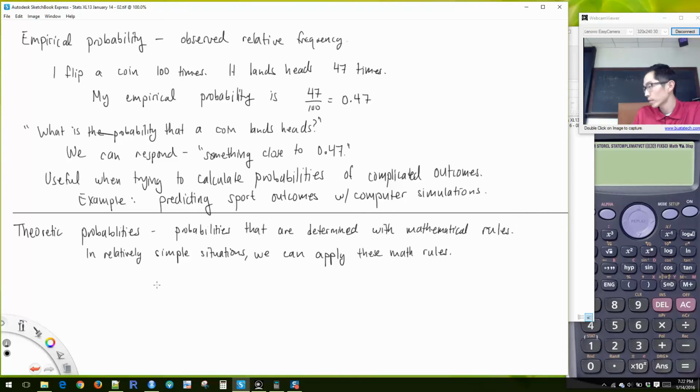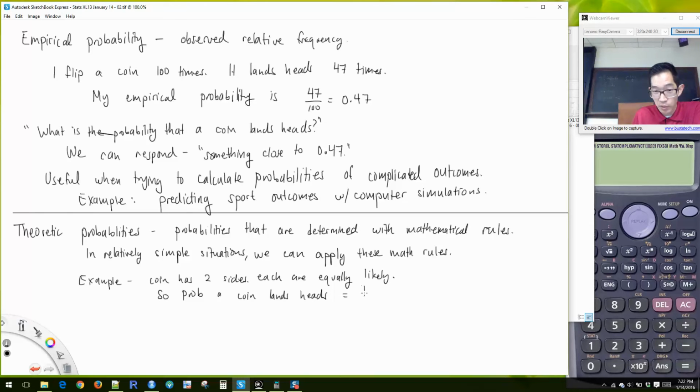And so for example, we say something like a coin has two sides, each equally likely, so the probability a coin lands heads is equal to 1 out of 2, or 0.5. This is our theoretic probability that a coin should land heads.